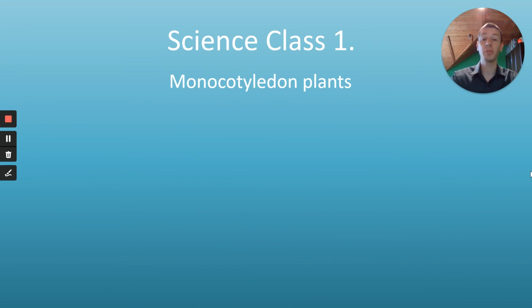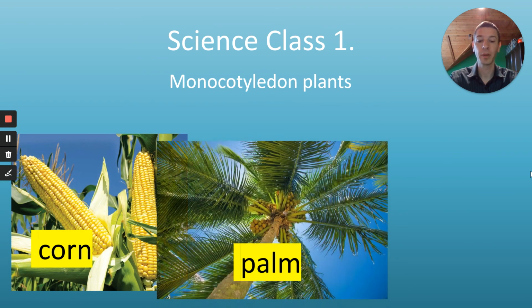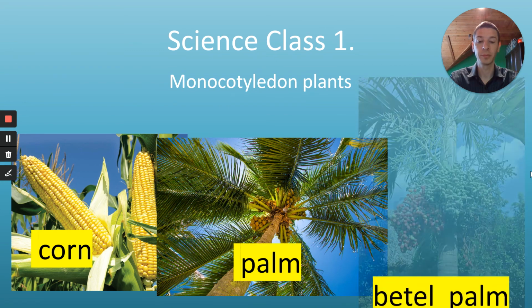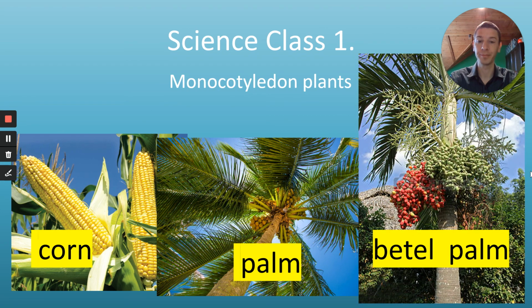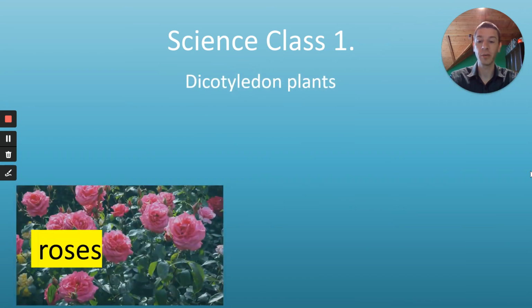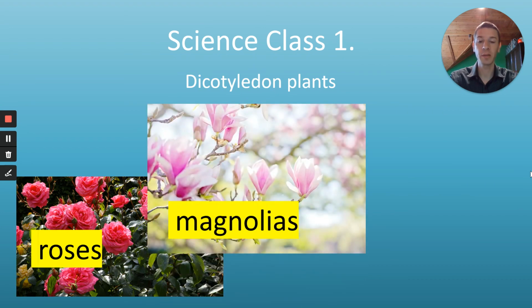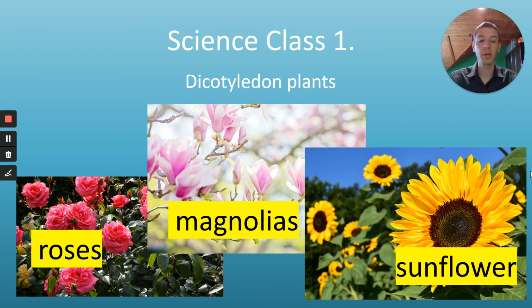Let's look at some examples for monocotyledon plants. For example, corn, palm tree, or betel palm. Some dicotyledon plants, for example, roses, magnolias, or sunflower.